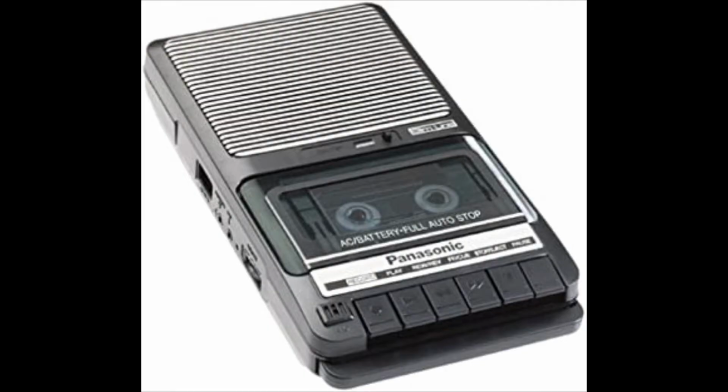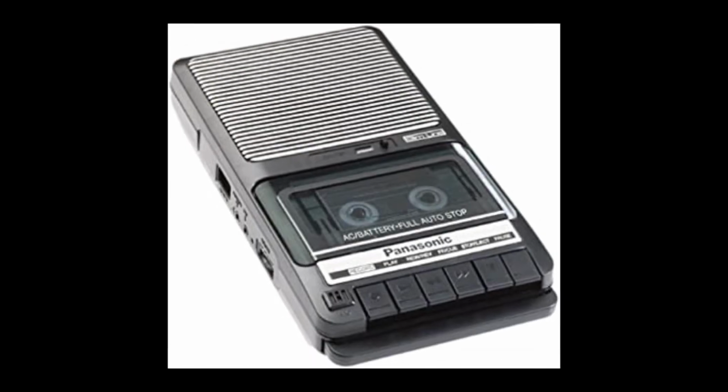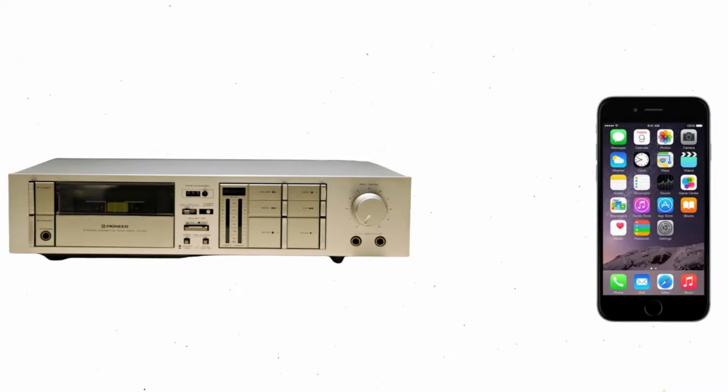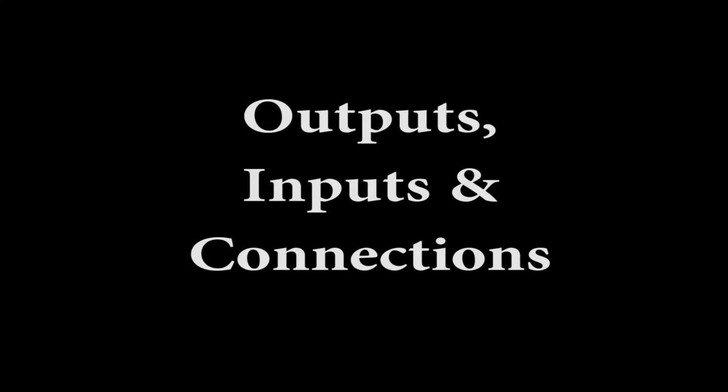Now, really, there's only two things that you have to worry about, and I'm going to break this video into two sections. Section number one, I like to call outputs, inputs, and connections. And section number two, I'm going to call recording level. If you understand both of those steps, you will have absolutely no problem at all transferring your files to cassette. So let's get started with outputs, inputs, and connections.